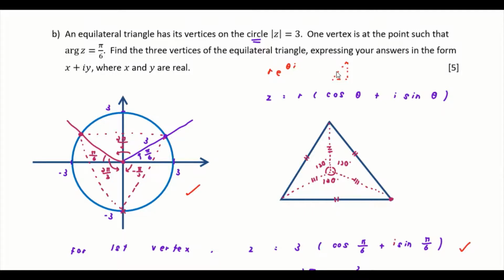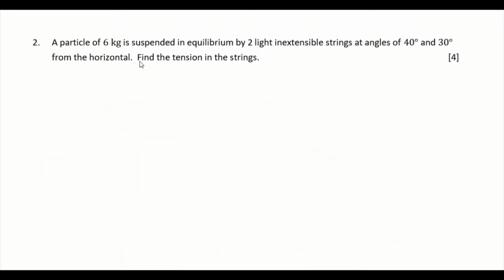So now let's move on to the mechanics question. Okay, number two. A particle of 6 kg is suspended in equilibrium by two light inextensible strings at angles of 40° and 30° from horizontal. Find the tension in the strings. Alright, so this question initially is 5 marks, but after that I try to adjust the marks from 42 to 40. So that's why I reduced 1 mark. I didn't give any marks for the working for simultaneous equation because I guess that should be easy. So I only give marks for the correct answer.